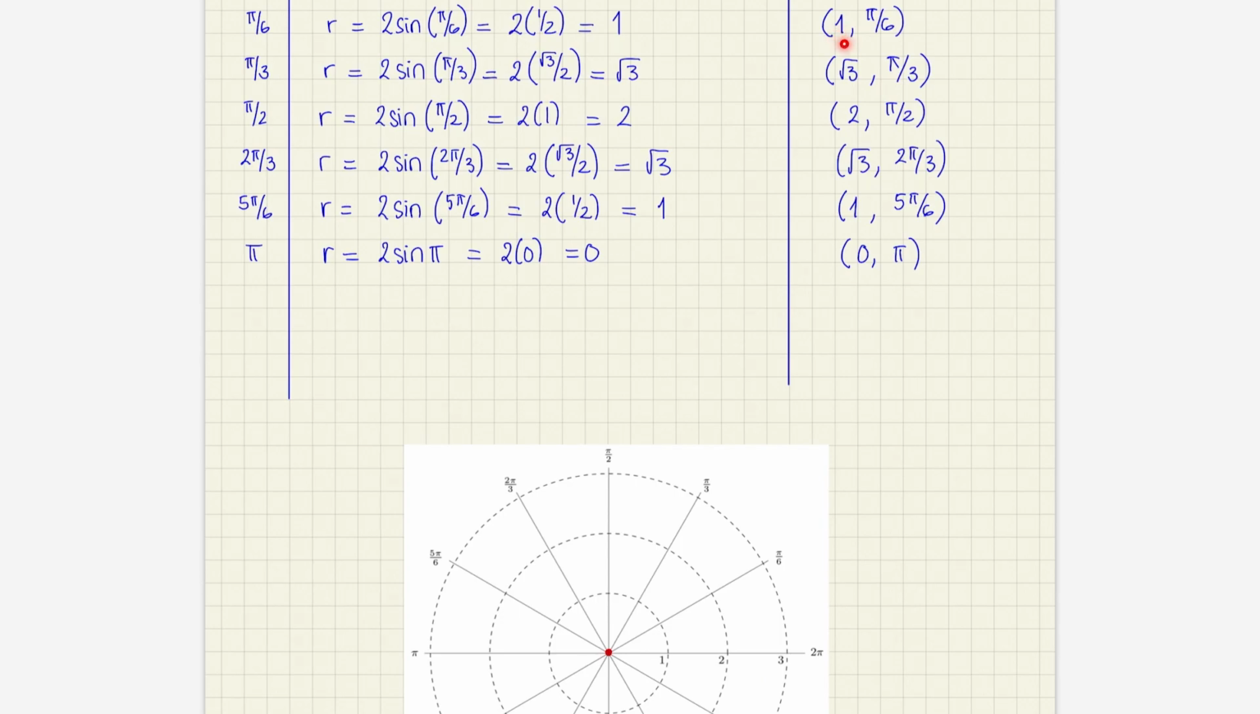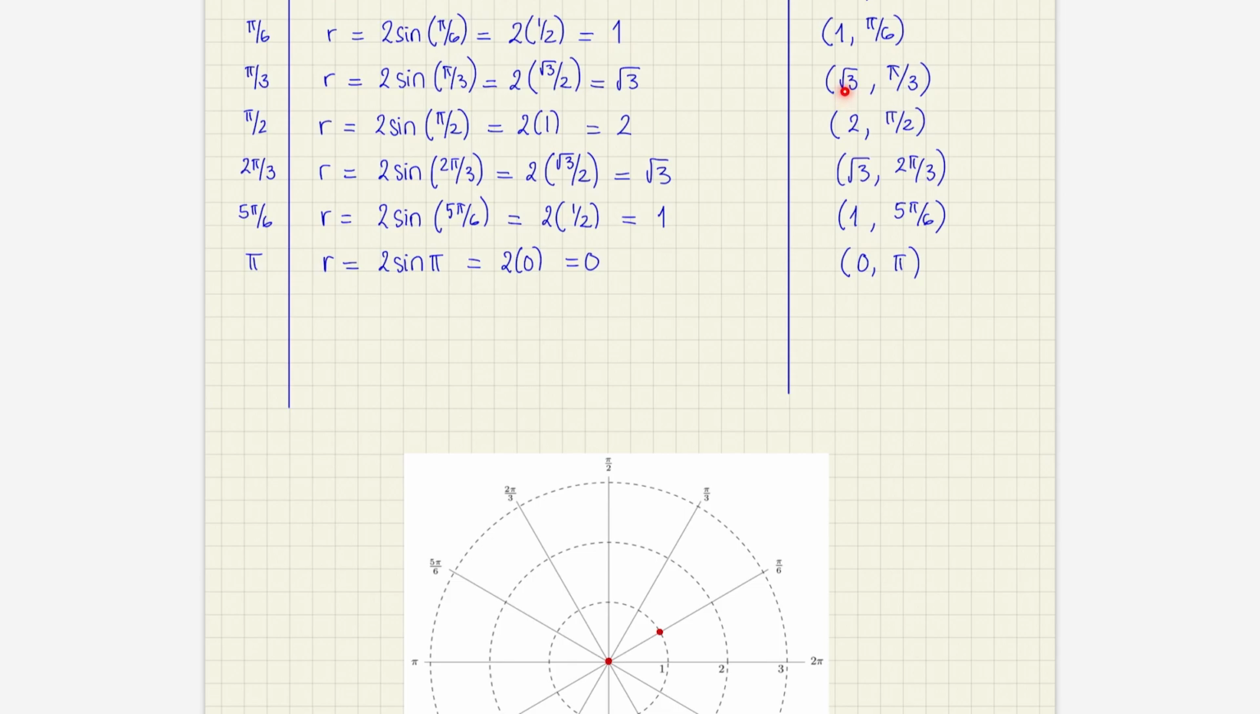Next point is 1, pi over 6. So your r is 1. You go to the right 1. And you rotate pi over 6. This is your second point right here. Next, I have root 3, pi over 3. Root 3 is about 1.73. So this is about 1.73 and then pi over 3. So 1.73 is somewhere here. And I rotate pi over 3, which is this point right here.